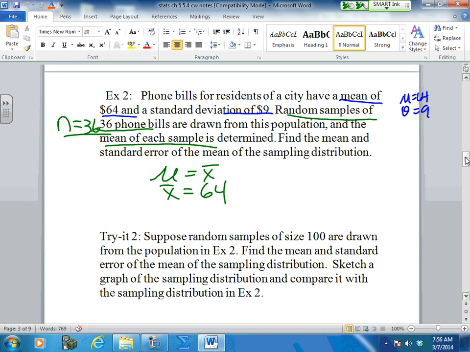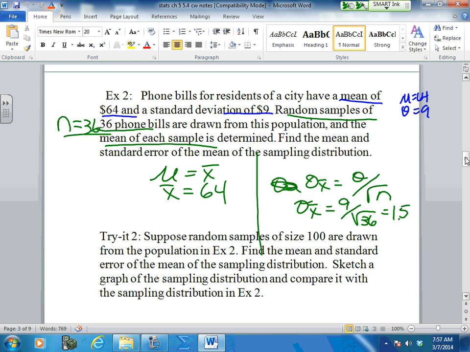Now, here's where your big difference comes in. Your standard deviation for your sample is your standard deviation over the square root of n. All we're doing is tightening that standard deviation up a little bit. So we're going to take the standard deviation of your population and divide by the square root of how many is in the sample. This is the whole central limit theorem. It says, give me a little bit tighter on that standard deviation. So you're going to do 9 divided by 6, and you're going to get 1.5.